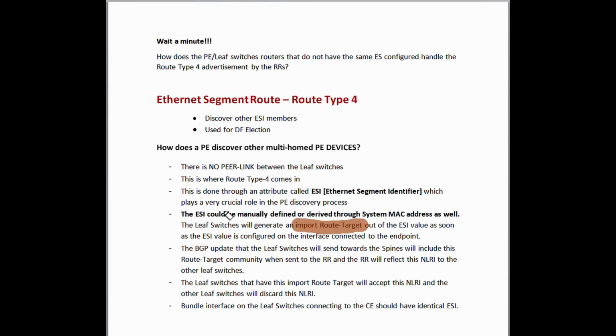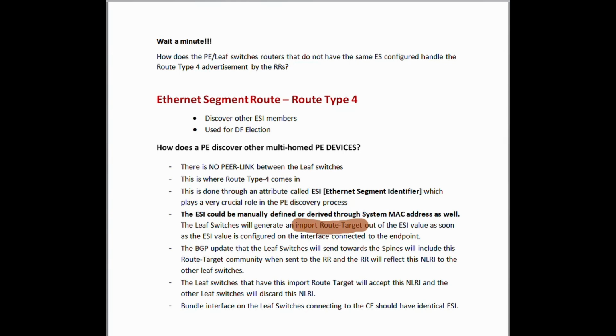target, and when the route type 4 is advertised towards the spines and the spines send this route towards the other PE devices, once those PE devices receive the BGP update with the import route target, they can either discard or accept the NLRI.